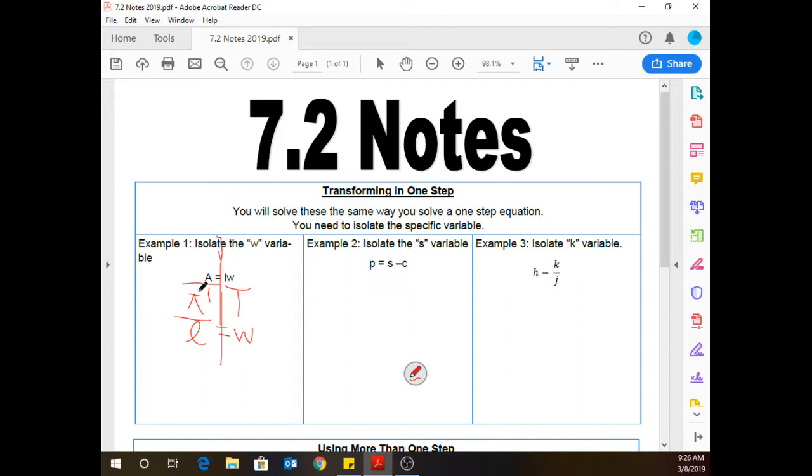You guys try 2 and 3. I want you to isolate S here. I want you to isolate J or K here. Try it with your shoulder partners.